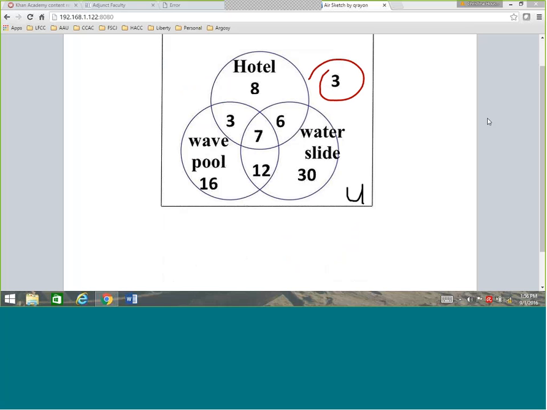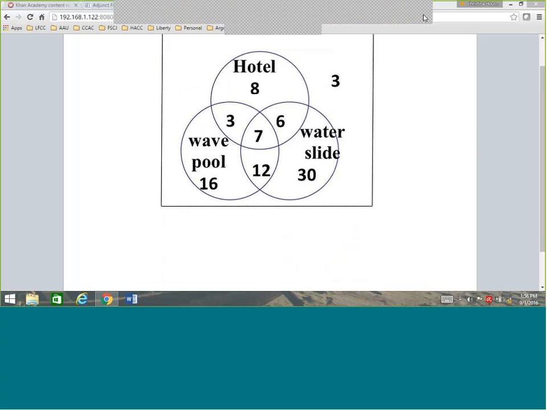So it's not really a formula to follow, it's more like a process where you're starting from the middle of the diagram and working your way out and subtracting along the way to make sure that the regions have the correct amounts.